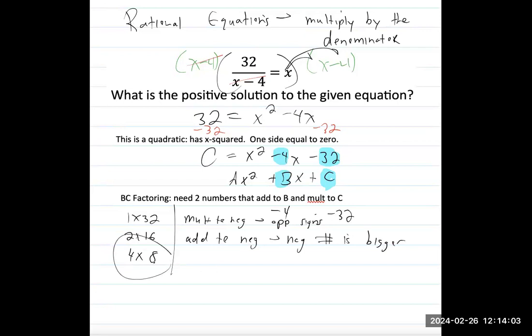So out of our 4 and 8, which are the only two that can be combined in any way to give us a 4, we know they have to have opposite signs with the negative being bigger. So that is x plus 4 and x minus 8. So if we were to FOIL that out, we'd have negative 8x plus 4x, which is going to add up to the negative 4 in the middle term.